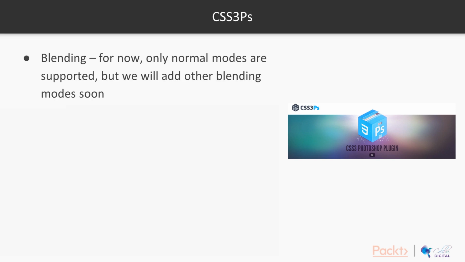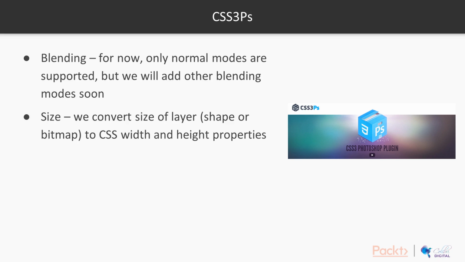Blending. For now only normal mode supported, but we will add other blending modes soon. This is a promise. And size. We convert size of layers, shape or bitmap to CSS format, width and height properties. So this is very useful when you, for example, want to export the layer styles of your project into a CSS3 format. Otherwise, without using this plugin, it is going to be a headache for you to achieve the results that this free plugin is providing to you.